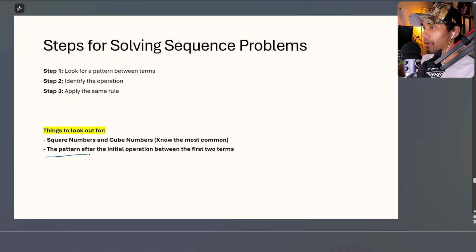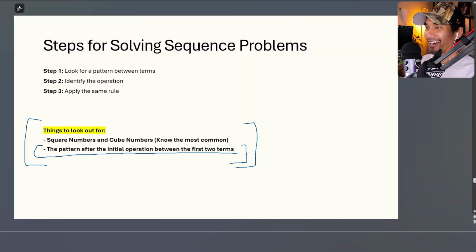Things also to look out for: the pattern after the initial operation between the first two terms. This will make sense once I work out a problem like this. Make sure you have these down, and just remember this as we work out the next problems.